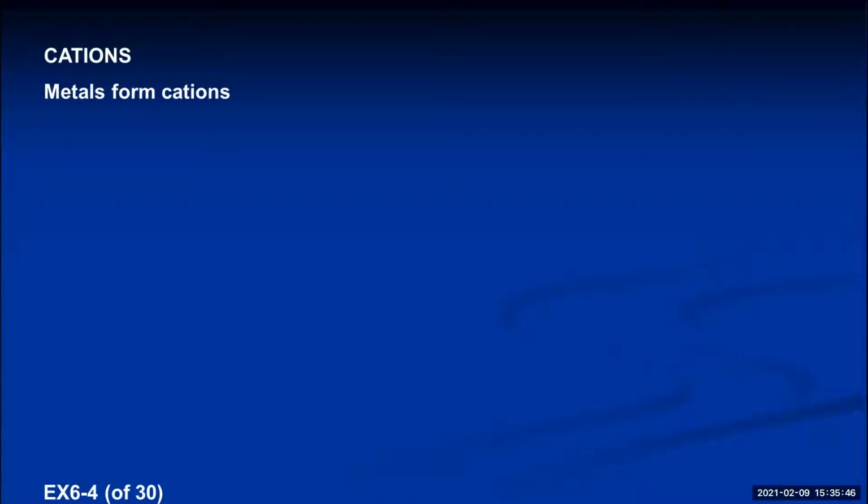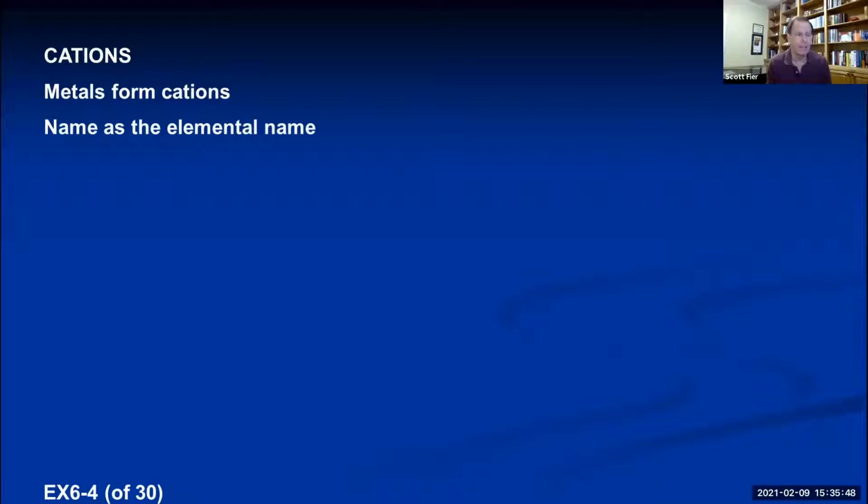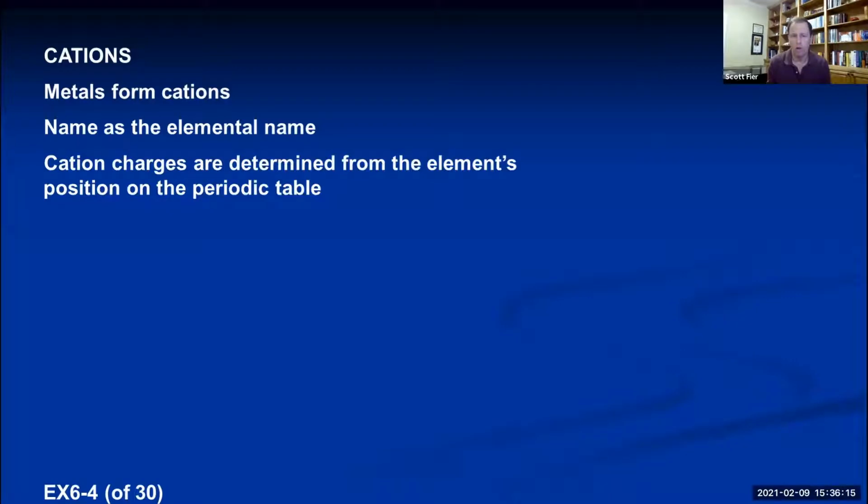The way you name a cation is you just name it exactly as the metal name, which in actuality can sometimes be ambiguous, but you'll have to be able to tell in context. If they say, look at this silvery piece of sodium, well, they're talking about sodium atoms because that's sodium metal. If they say, I have some salt, it's sodium chloride, then you would infer that's an ionic compound. That would be a sodium ion, okay? So the name of the cation is just going to be the elemental name, and the charge is going to be determined from the element's position on the periodic table.